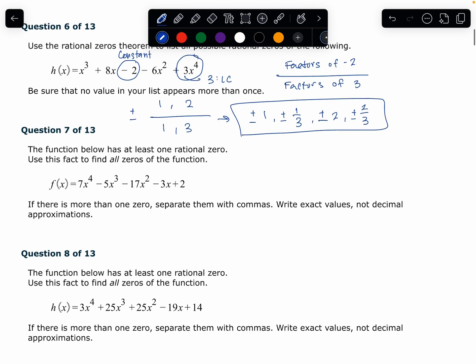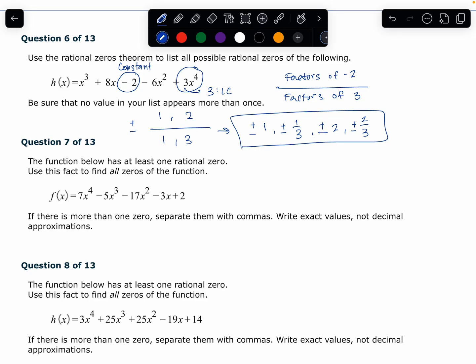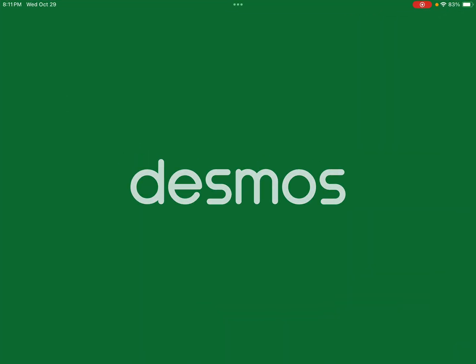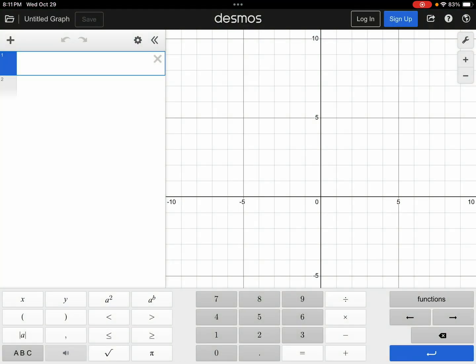All right, for 7, the function below has at least one rational zero. So there's at least one rational solution for this 4-degree polynomial, and we're trying to find them. So now, you don't have to use the rational roots theorem, but you kind of have to help you with this one. So instead, what I'd like you guys to do is we'll go into Desmos, and we'll type out the function.